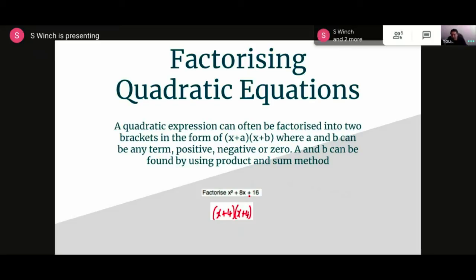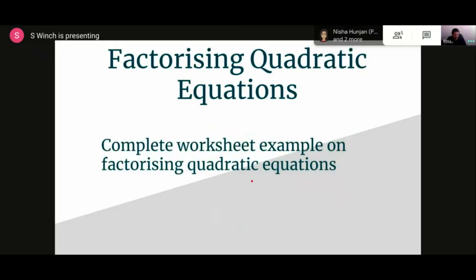But the rule is then we look at the sum method of the second part, and how do we make 8x? What two numbers come together to make the 8 that were also the common factors of 16? So we said 4 and 4, well, 4 and 4 also makes 8. So here then we've got 4 and 4, positive 4 and positive 4. Okay, so that's how we work out factorizing quadratic equations.